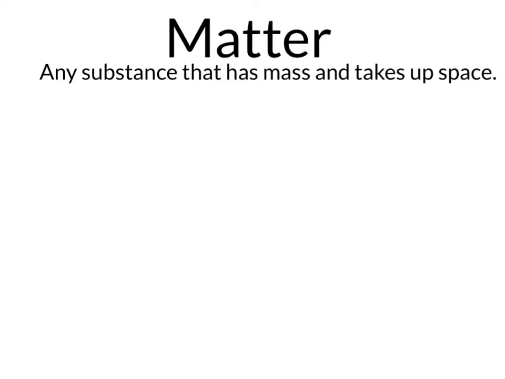Before we look at the periodic table, we need to talk about what matter is. So matter is any substance that has mass and takes up space. That's one definition of matter. So look around you, see if you can see anything that is matter. What about something that's not matter?